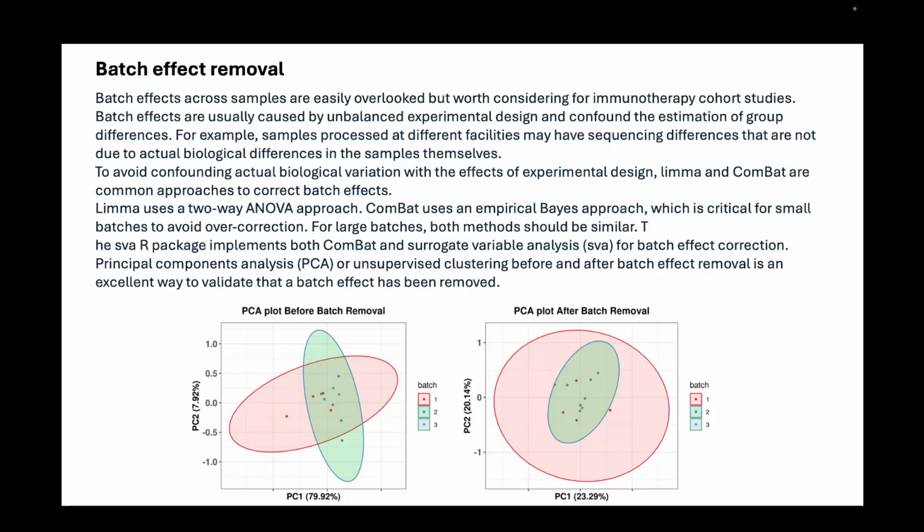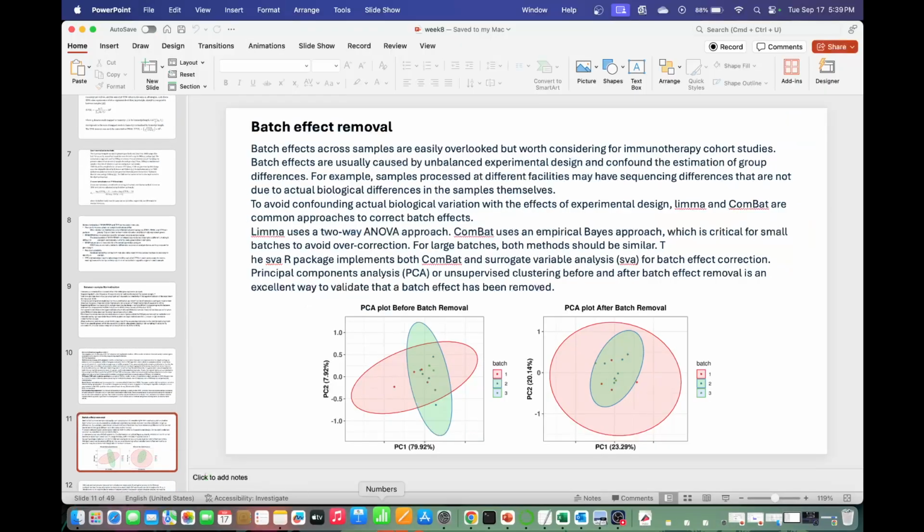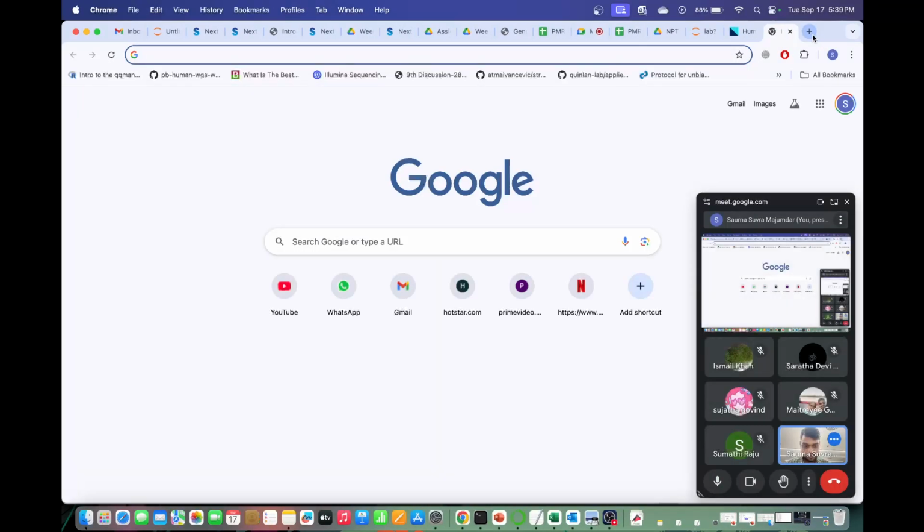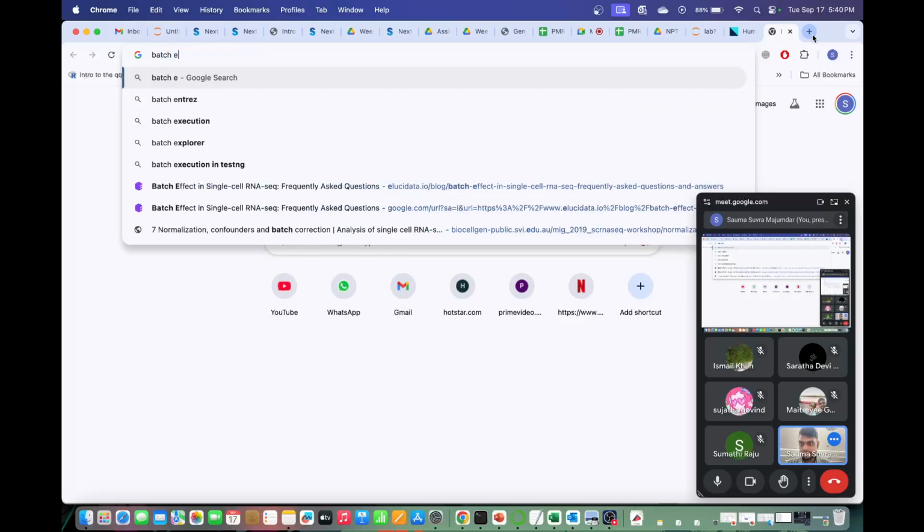Right? Okay. Now, this is another kind of, you can say, classified as intersample normalization, but this is not actually normalization per se. So what happens is, say for example, I don't think the plot here is very good. I'll show you something on the internet only. So that's batch effect.